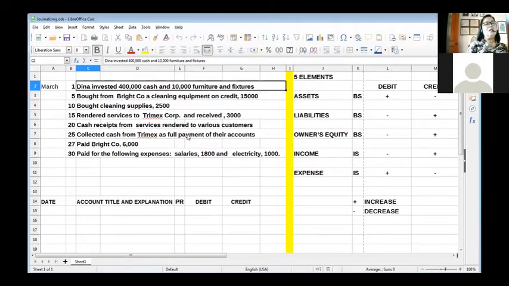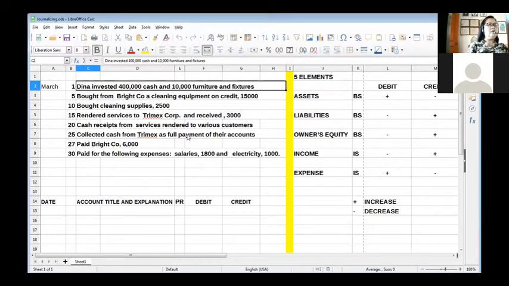Nag-invest siya ng 400,000 na cash niya at saka yung gamit niya na furniture and fixture sa kanyang negosyo. So, ang negosyo niya ay, let's say, tawagin natin siyang Dina Linis. Yung laundry, yung cleaning company. Ang ginagawa niya, nagbibigay sila ng service sa paglilinis, about cleaning. So, yun ang kanyang negosyo.